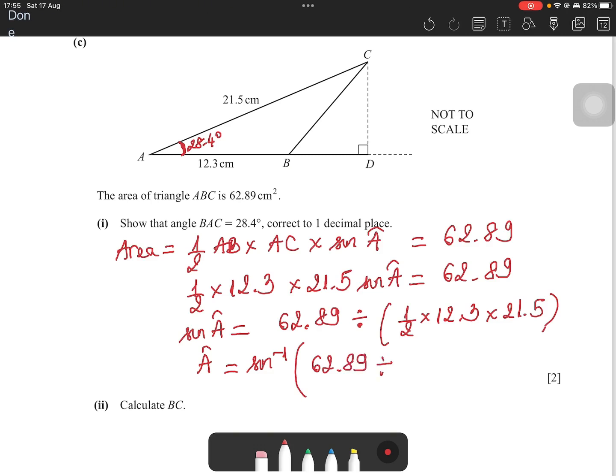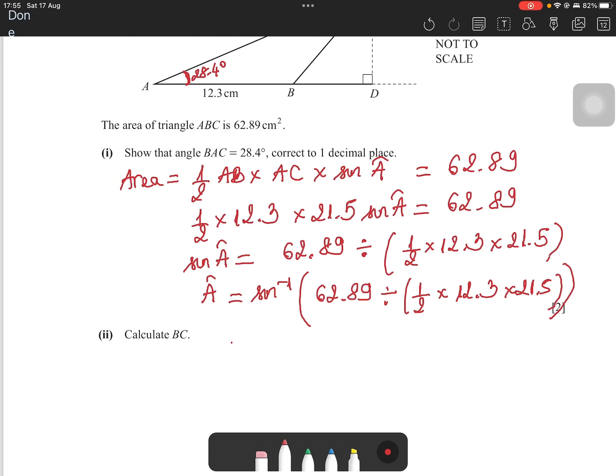62.89 divided by 1/2, 12.3, and 21.5. So A is equal to 28.40 degrees. So it is still 28.4, correct to 1 decimal place.